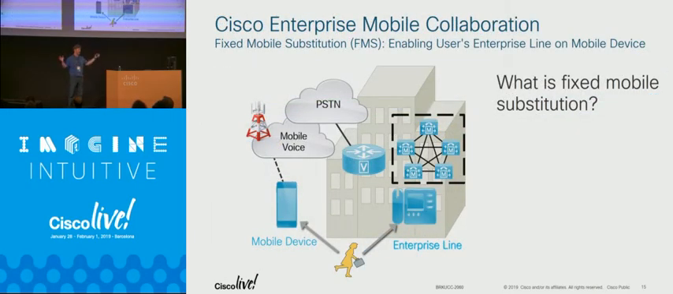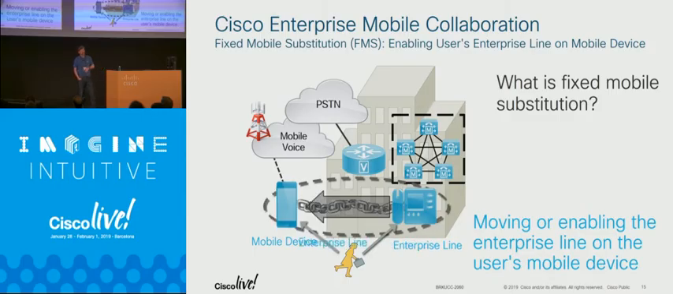All right, so again, done with unified mobility, but remember everything we talked about because we are going to build upon single number reach and some of those capabilities. So fixed mobile substitution, that's the other side of the coin here. What do we mean by fixed mobile substitution? This is actually taking fixed mobile convergence and taking it a step further. So rather than just linking the mobile device to the enterprise line, what we're actually going to do is move or enable that enterprise line onto the mobile device. So it's not just a case of linking it, but we're actually going to move that line onto that device so that the device, for all intents and purposes, becomes your enterprise device.